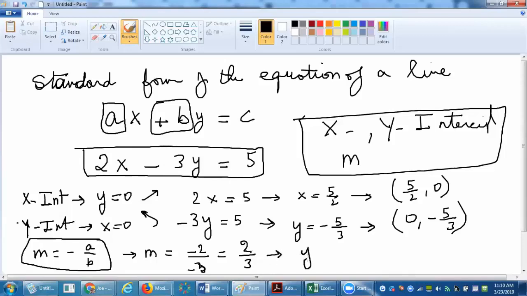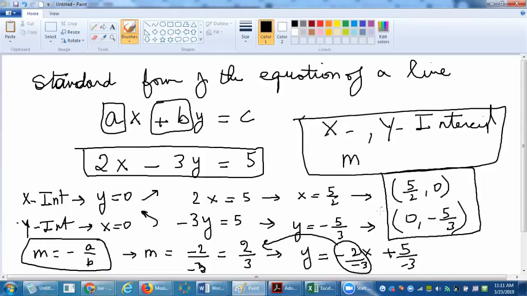The other way would be to isolate y, move the 2x to the left. This is negative 2x plus 5, and divide everything by negative 3. Divide by negative 3 and divide by negative 3. And of course, negative 2 over negative 3 is the same as 2/3. So that would be the standard form. And to graph this line, all we have to do is plot the x-intercept, plot the y-intercept, join the 2 points, and you will be graphing the line given the equation in standard form.